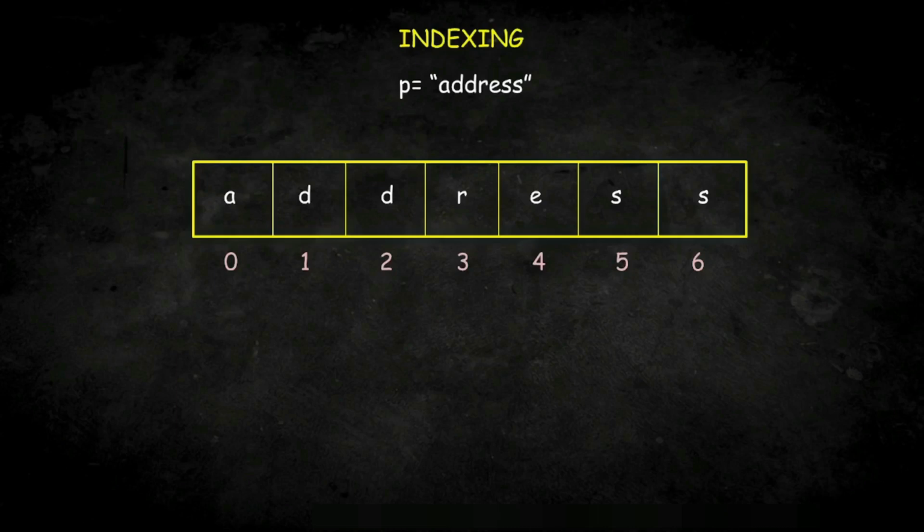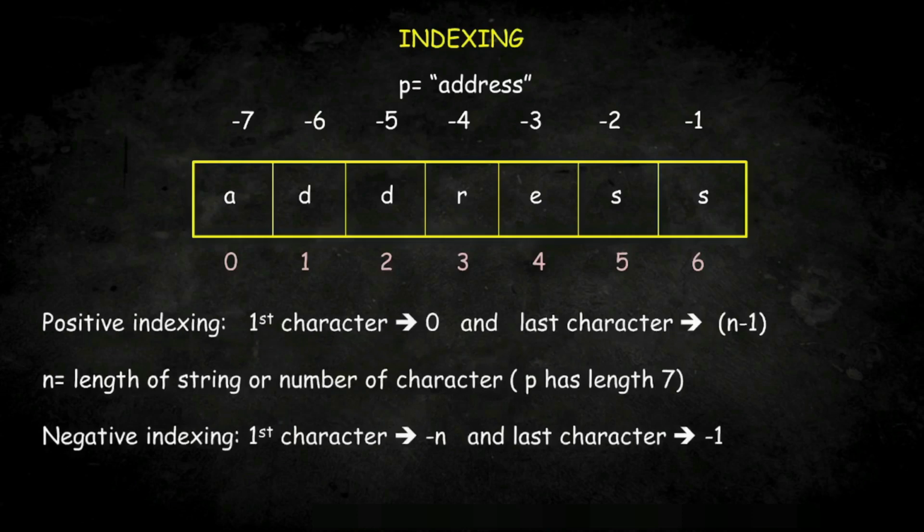This indexing scheme is known as positive indexing, because we also have negative indexing, where we take the last character of the string and consider its index as -1, then -2 and so on. So the positive index of the first character is 0 and the positive index of the last character is n-1, where n is the length of the string. In case of negative indexing, the index of the first character is -n, where n is the length of the string, and the negative index of the last character is -1.